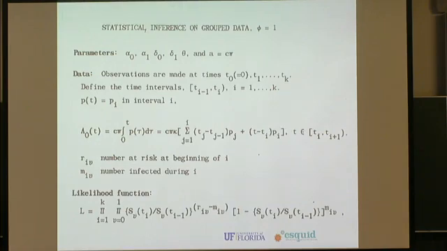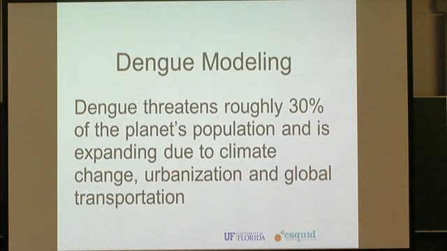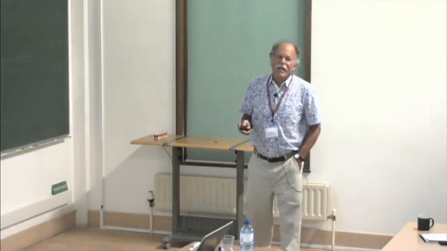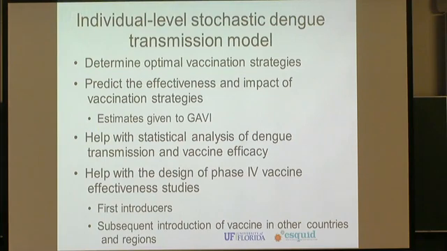Okay. So let me now introduce the example I'm going to work through in some detail for the remainder of this lecture, and that's dengue modeling. Dengue threatens roughly 30% of the planet's population at this point, and that has expanded in recent years due to climate change, urbanization, and global transportation. So we built an individual level stochastic model using many of the principles that we've already talked about this morning to determine the optimal vaccination strategies.